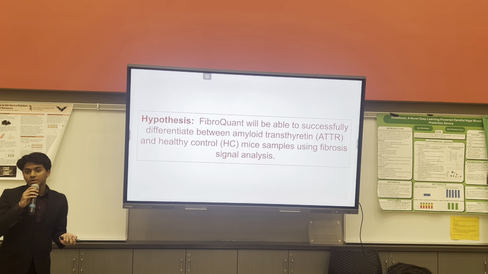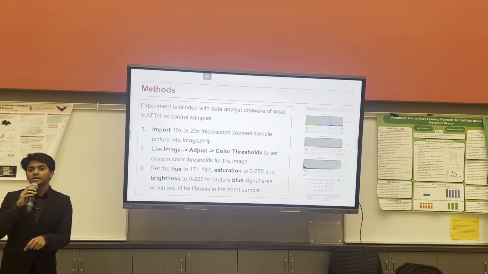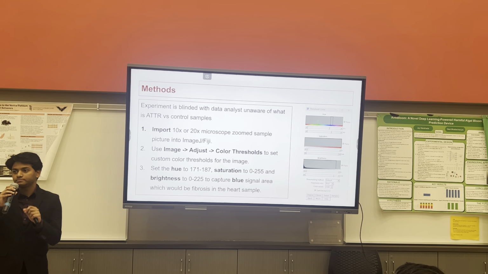So to start off, when we're doing our experimentation, for all the data analysis, which is me, I'm unaware of which mice are ATTR and which mice are control, to make sure that it's completely blinded, which adds a level of security to the experiment. To start, we import the 10x and 20x microscope images into ImageJ or Fiji. The microscope images are taken from the heart tissue samples of mice, which I'll get to a little bit later.